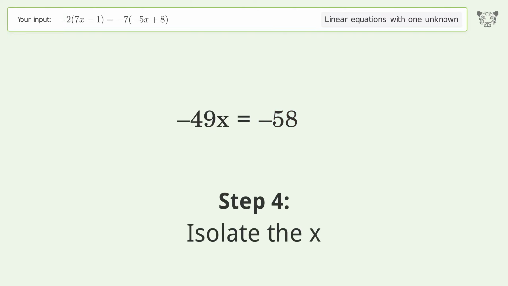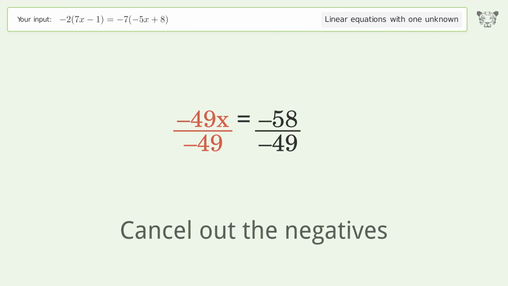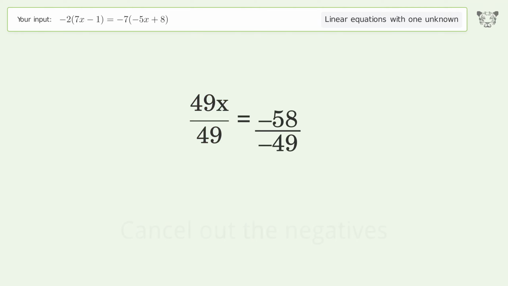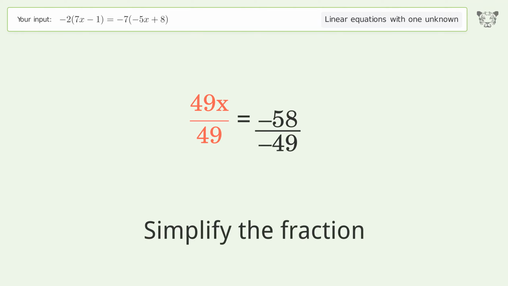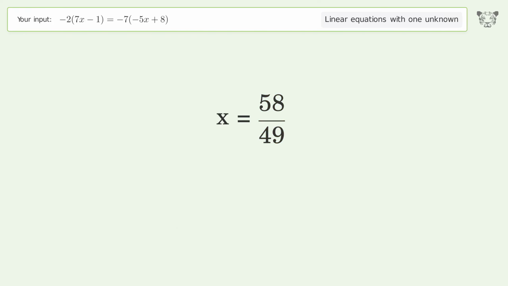Isolate the x. Divide both sides by -49. Cancel out the negatives. Simplify the fraction. Cancel out the negatives. And so the final result is x equals 58/49.